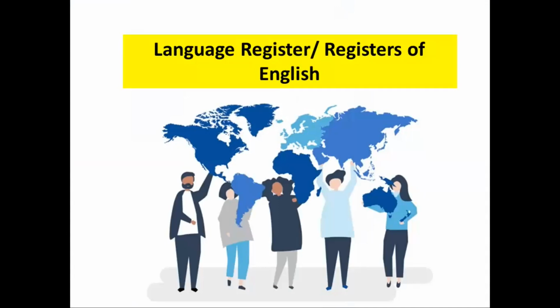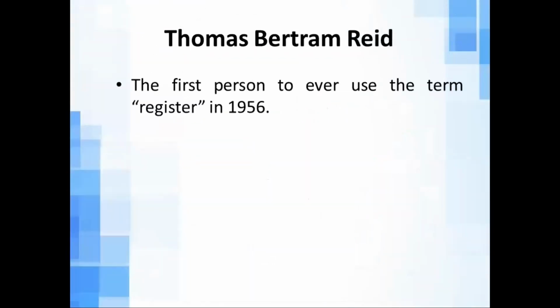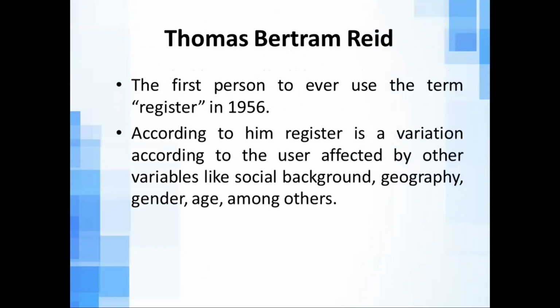When it comes to language variation, there are terms that we have to take note of. The term register was first introduced by the linguist Thomas Bertram Reid in 1956 and began to be largely used by other linguists who wanted to define register as a variation according to the user, affected by other variables like social background, geography, gender, age, among others.